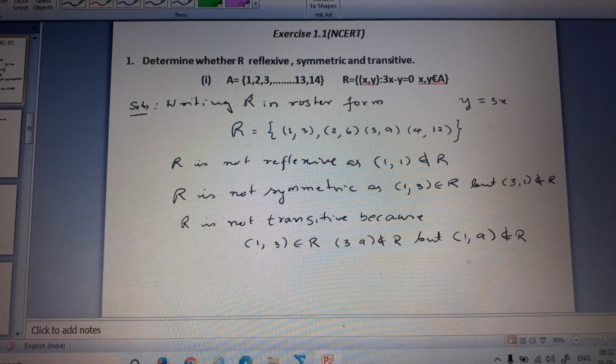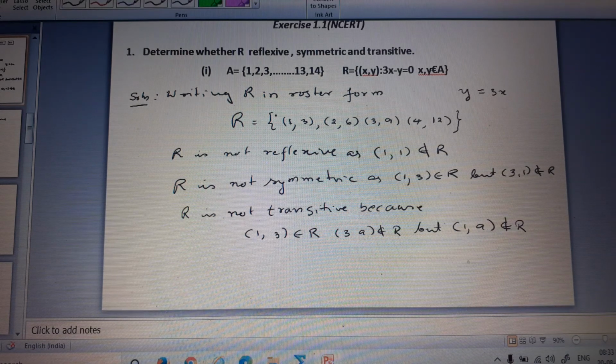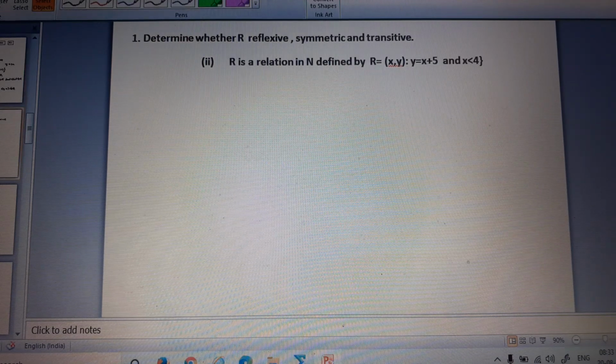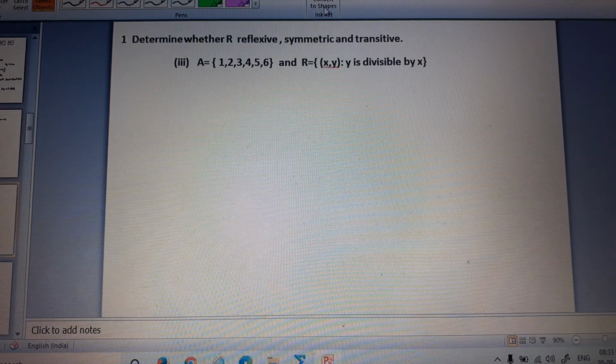So this is an example which shows clearly that a relation can be without being reflexive, symmetric and transitive. So this is the first question. So let us go to the next one. So this is the second question.